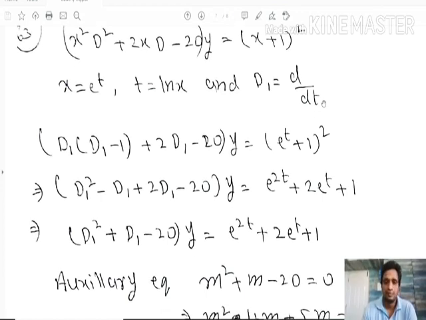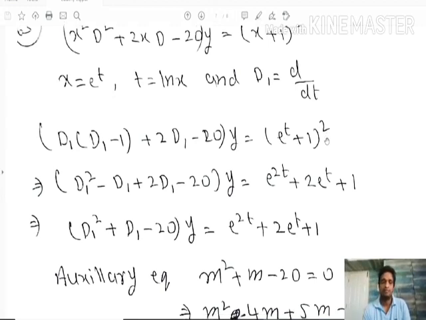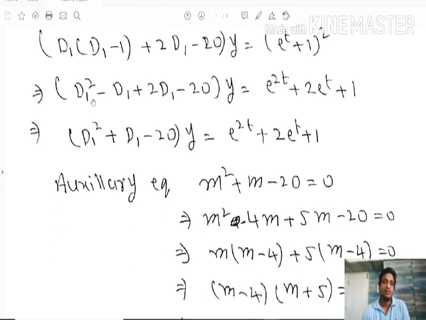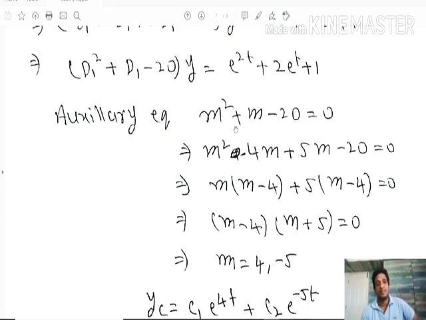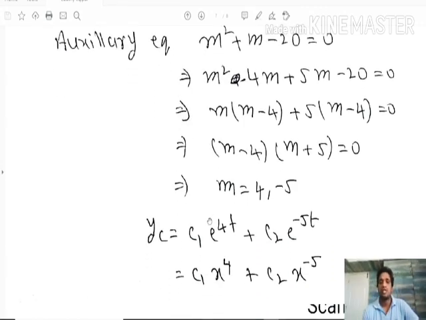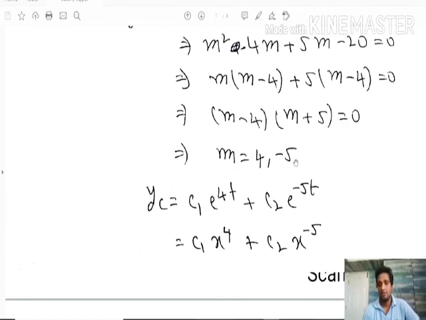So introduce d1 instead of x square d square, it becomes d1 into d1 minus 1 plus 2d1 minus 20 into y is equal to e power t plus 1 whole square. So if I simplify this one, I get d1 square plus d1 minus 20 into y is equal to e power 2t plus 2 into e power t plus 1. So the auxiliary equation becomes m square plus m minus 20 equal to 0. If I simplify this one, the roots I got are 4 comma minus 5.